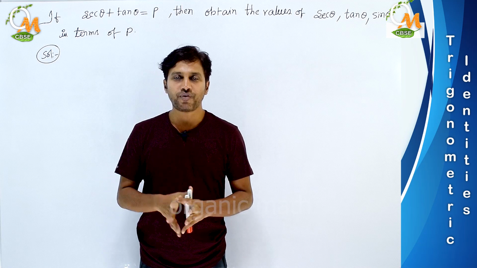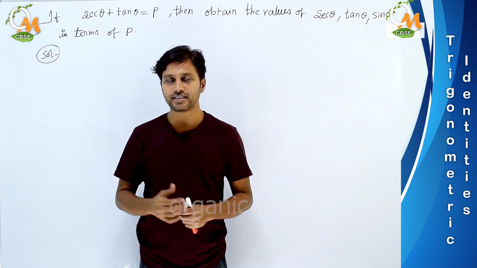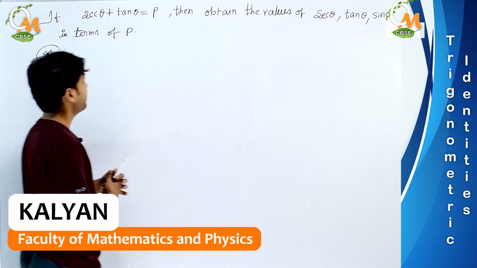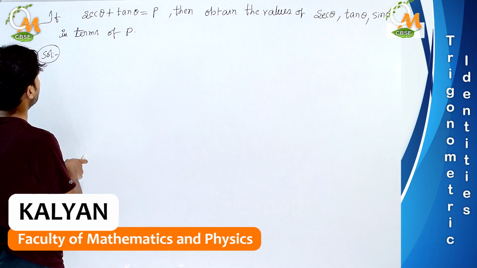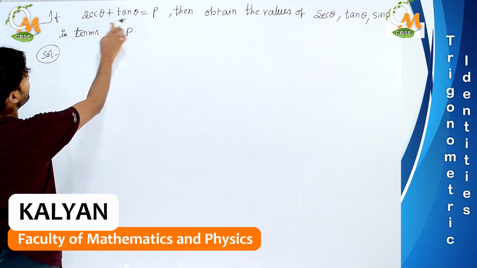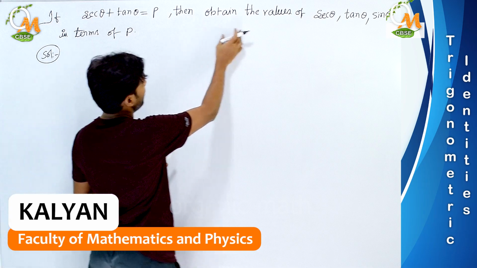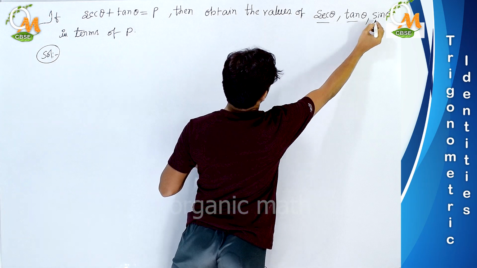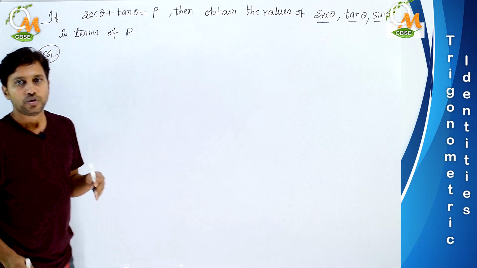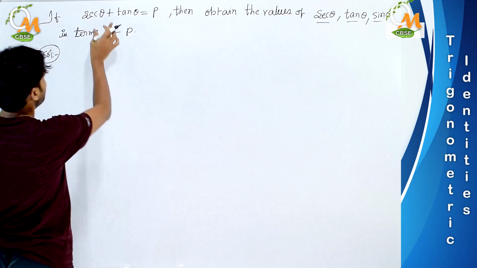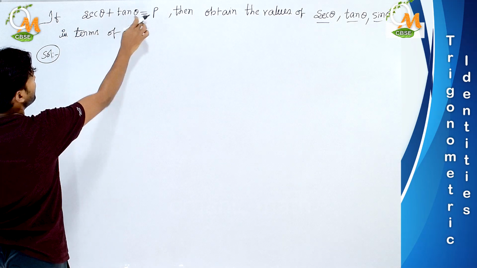So let us discuss one more problem based on trigonometric identities. See this, what it is. If secant theta plus tan theta equal to p, then obtain the values of secant theta, tan theta and sin theta. Okay. So first of all, take secant theta plus tan theta equal to p.